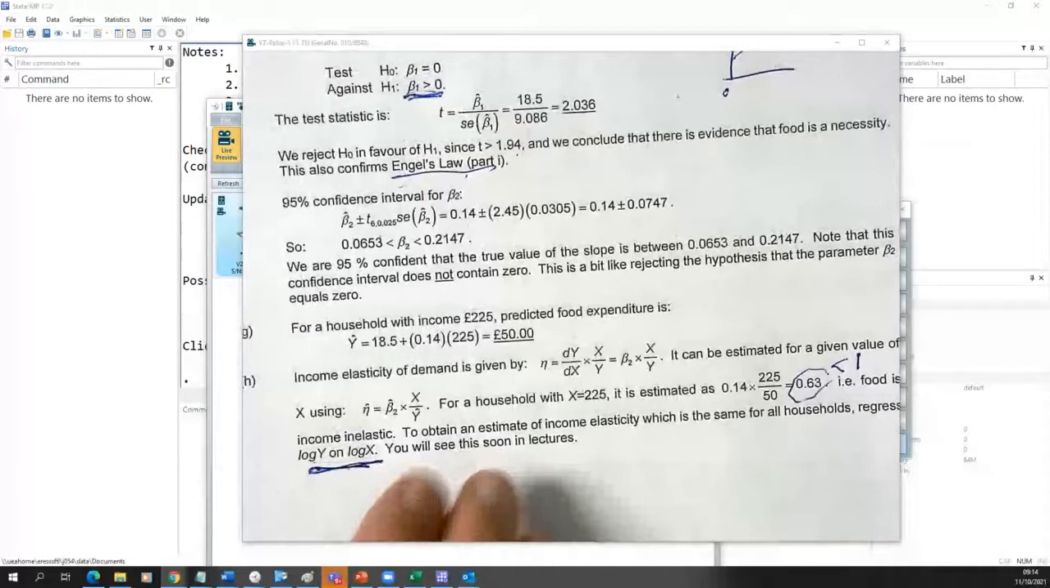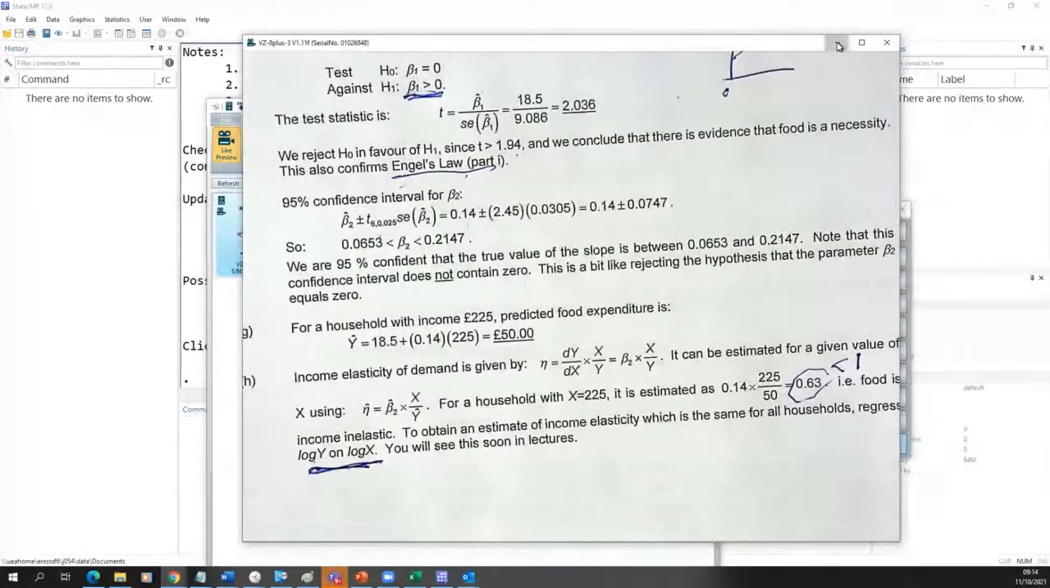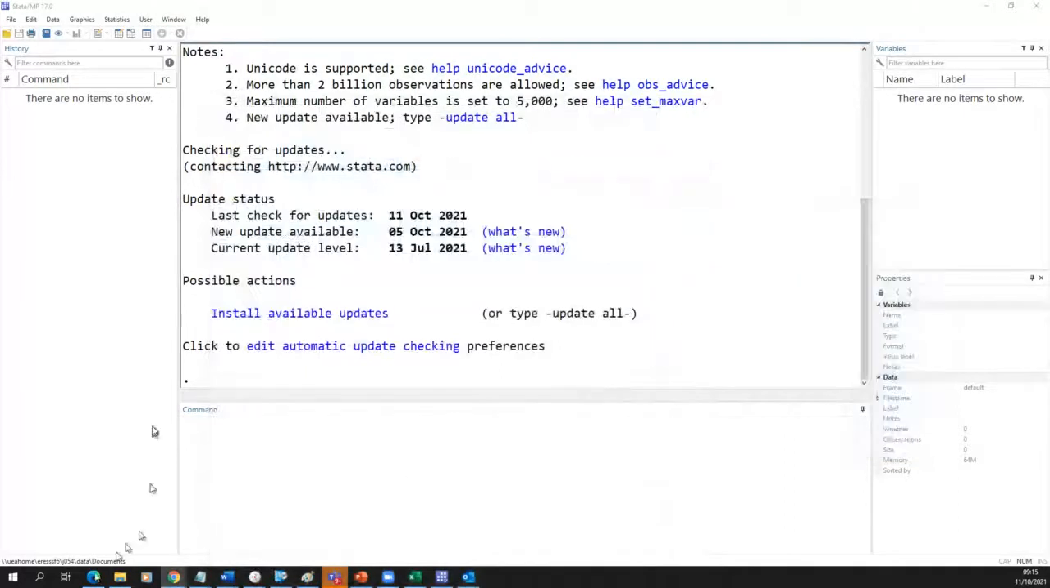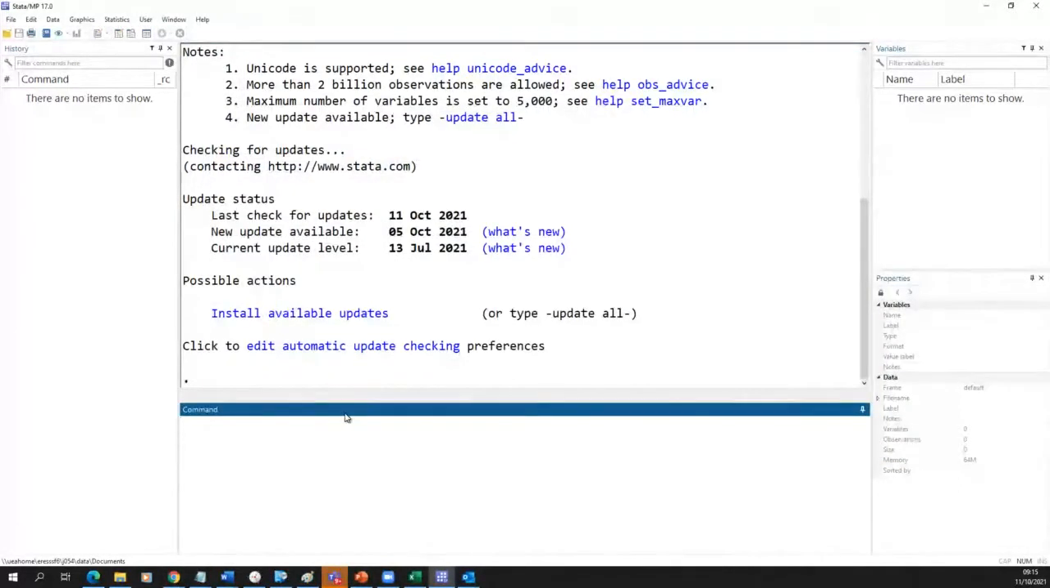Okay, I'm going to stop sharing this and I'm going to start sharing Stata. Okay, Stata.